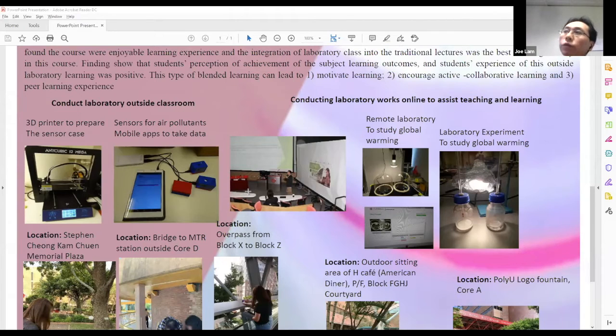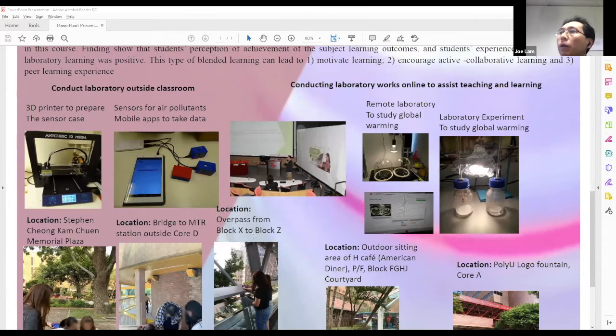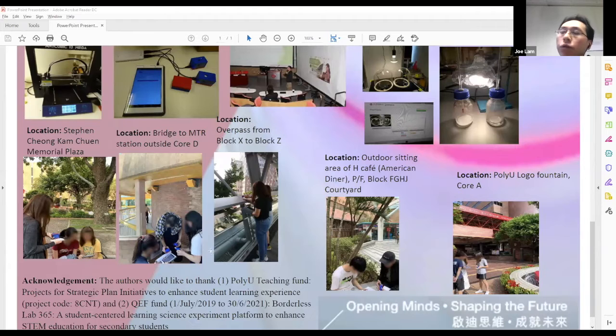And the other part of these projects, we are trying to make use of the mobile sensor. This mobile sensor can help the student to measure the air pollutant around PolyU campus. They can collect the data using the tablet, which has been installed with the apps. And this is very simple. For the sensor case, they just simply make use of the 3D printer to prepare the case. And this is the environment where the student can measure the air pollutant over PolyU campus.